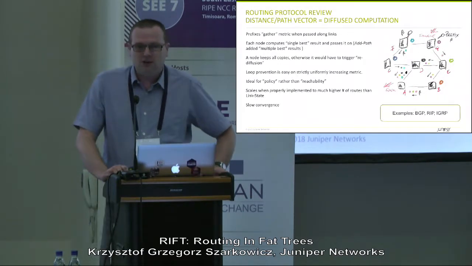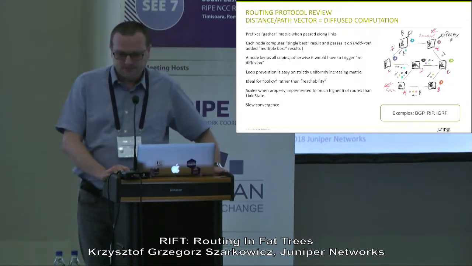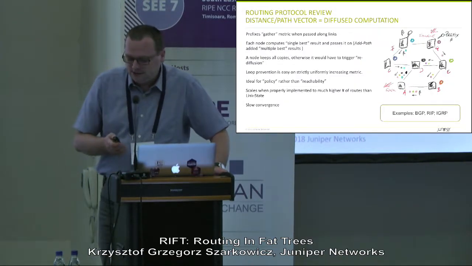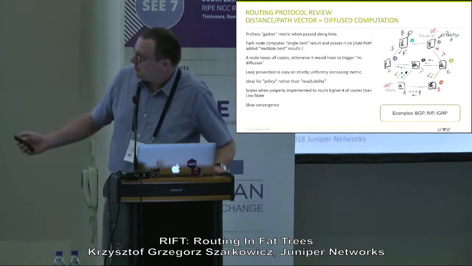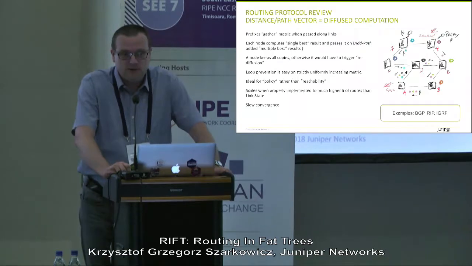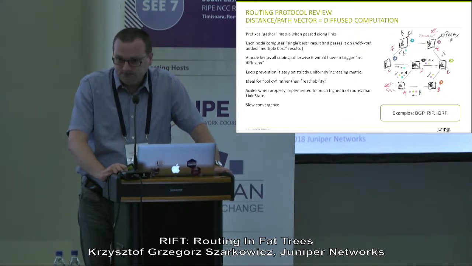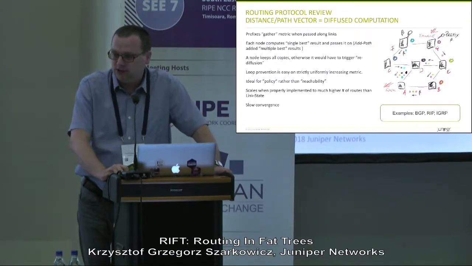Another protocol type that we are using is distance vector or path vector. So what's the difference here in distance vector, path vector? The difference is that instead of flooding all the information everywhere, I receive the information from my neighbor. I process this information. What does it mean, process?